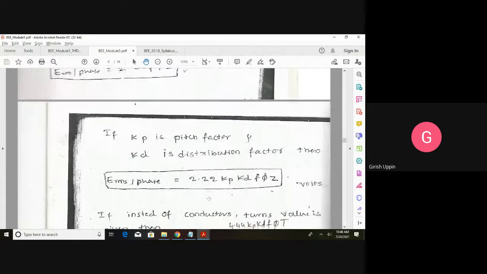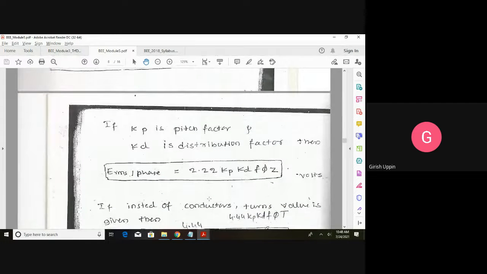There are two winding factors. There is no derivation required. If you understand, define those factors and give their formulas, that is sufficient. One is called the pitch factor and another is called the distribution factor. If we consider the winding factors, Kp and Kd, the E_RMS per phase is equal to 2.22 Kp Kd FφZ.